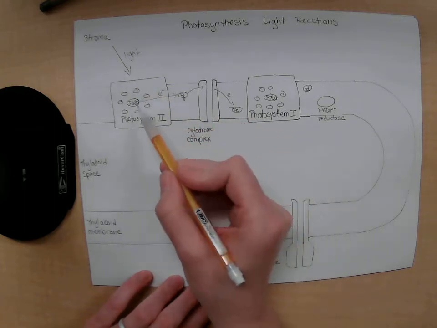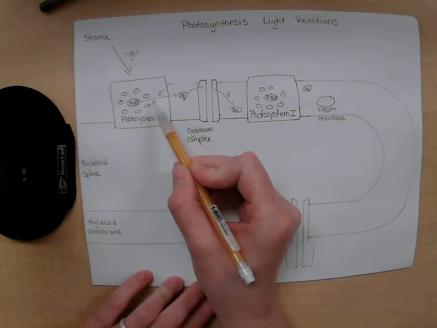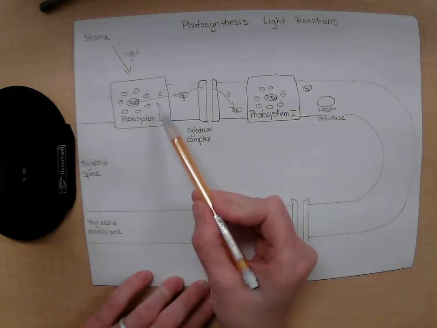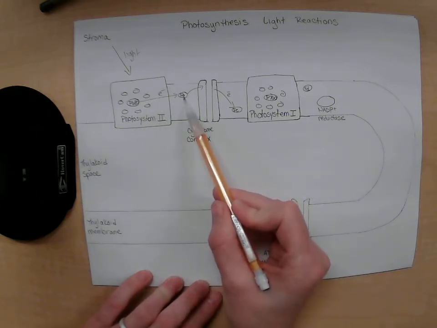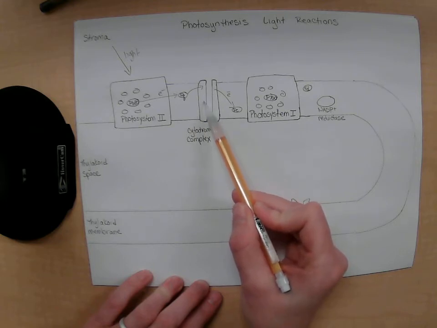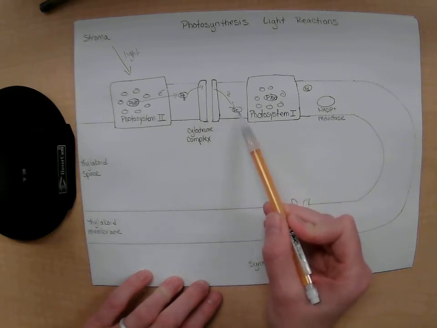So the light excited the electrons inside photosystem 2. A primary electron acceptor carried those electrons to PQ, to open the cytochrome complex, and then to PC.